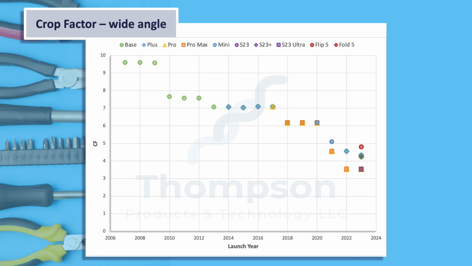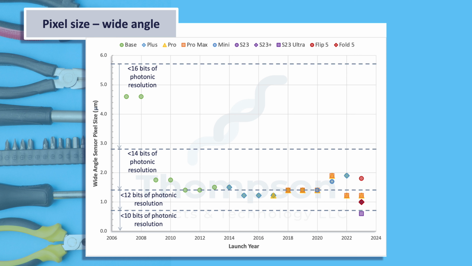As a reminder, a crop factor of 1.0 is equivalent to a traditional 35mm film camera, so a smaller crop factor is better. For the wide-angle camera, we see that the sensors are essentially the same size between the 14 and 15 Pro and Pro Max and the S23 Ultra, so no clear quality difference here. Since the crop factor for the wide-angle cameras are the same, we can use pixel size and photonic resolution as the tiebreaker. Here we see the S23 Ultra has a smaller pixel size of 0.5 micrometers. This limits photonic resolution to less than 10 bits for bright scenes, while the Pro Max pixel size is 1.2 micrometers, allowing for less than 12 bits of resolution, so better.